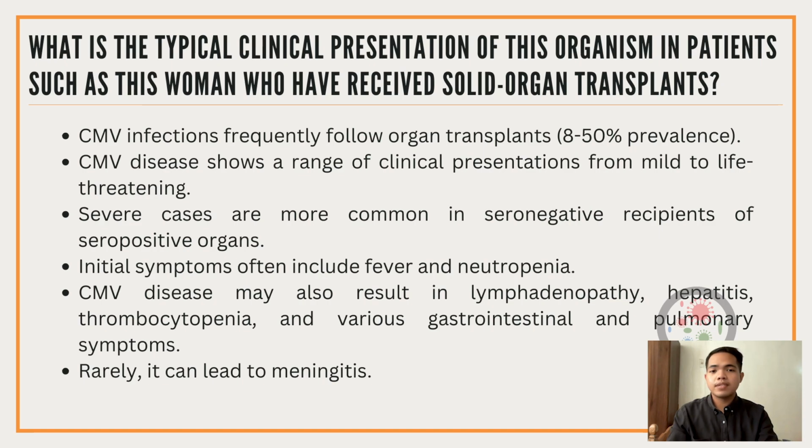Common initial symptoms of CMV disease include fever and a decrease in the number of white blood cells, or neutropenia, which can often be nonspecific and challenging to diagnose. CMV infection can lead to a range of clinical manifestations, including swelling of lymph nodes or lymphadenopathy, liver inflammation such as hepatitis, reduced platelet count or thrombocytopenia, as well as diverse gastrointestinal and pulmonary symptoms. In rare instances, severe CMV disease can result in meningitis, an inflammation of the membranes surrounding the brain and spinal cord, which can be a life-threatening condition.